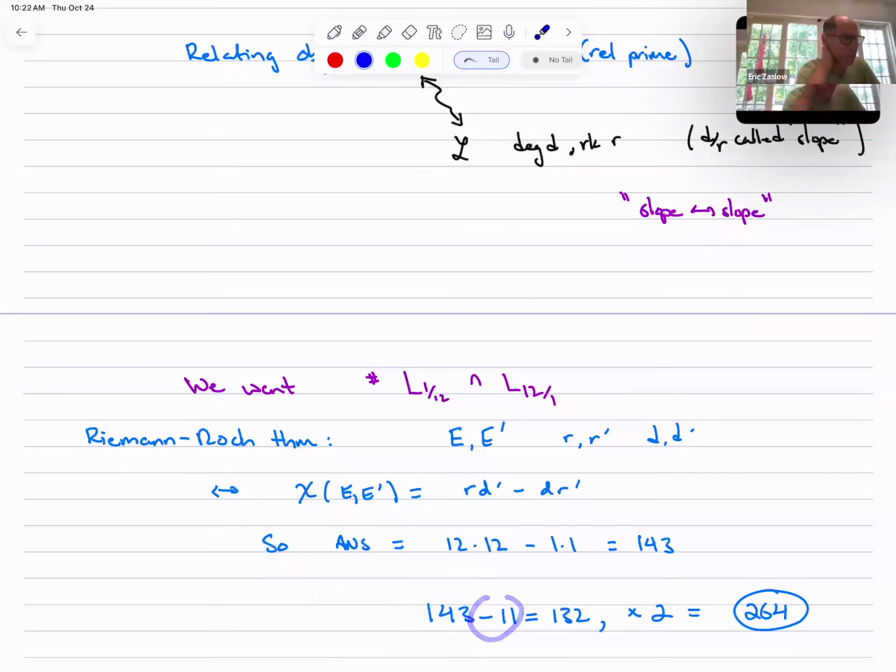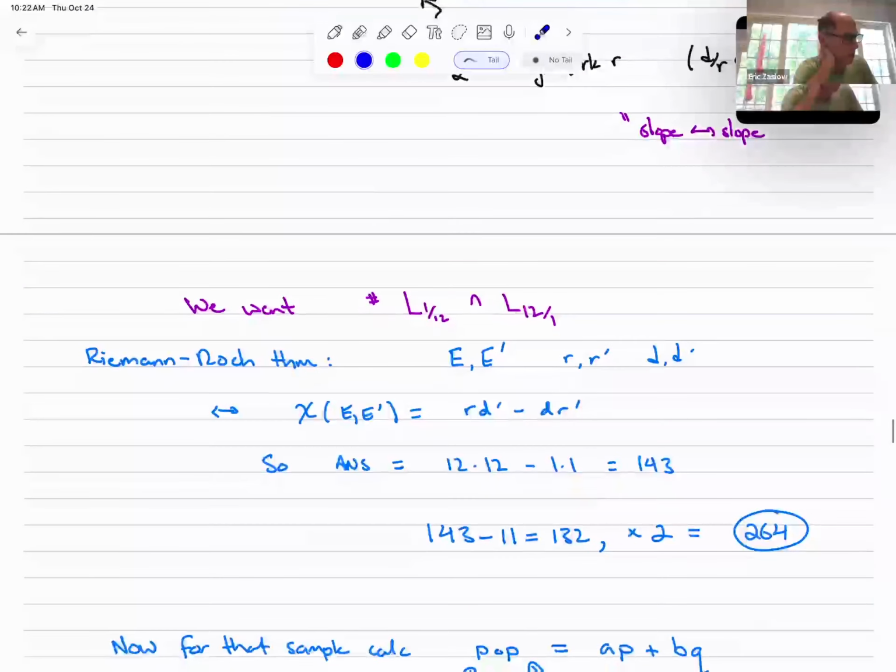11 of those were in fact not ambiguous because the two clock hands were pointing in the same direction, which gives us 132. Of course, that's in a 12-hour day. An actual day is 24 hours, so that's our final answer. Okay, so we use the Riemann-Roch theorem and homological mirror symmetry to solve the puzzle.